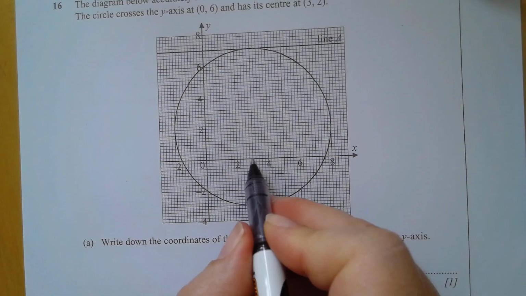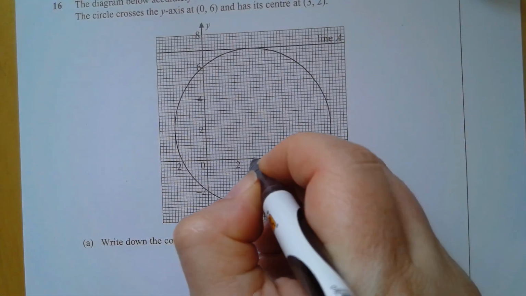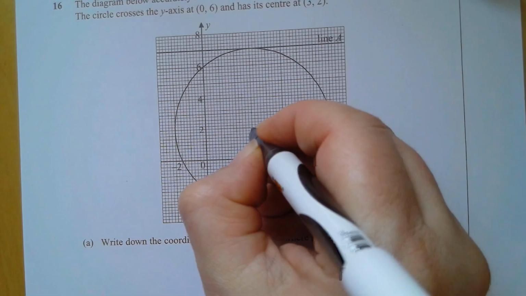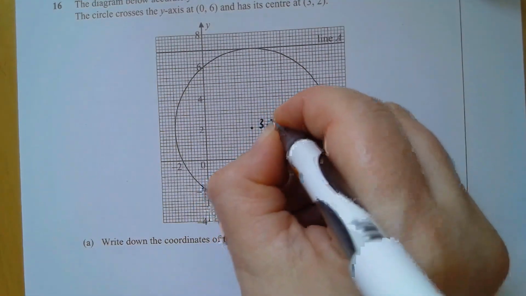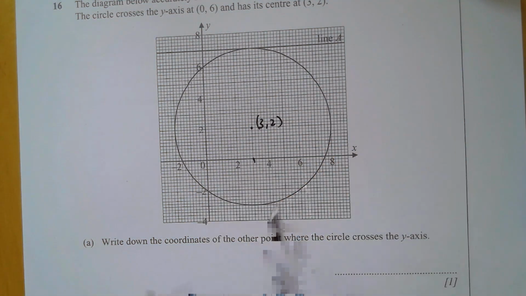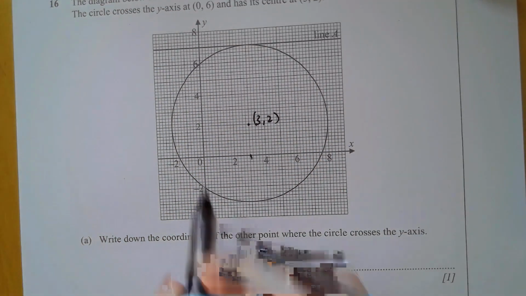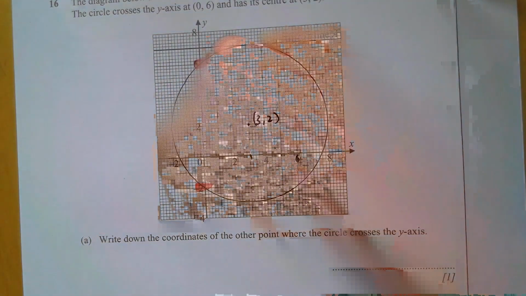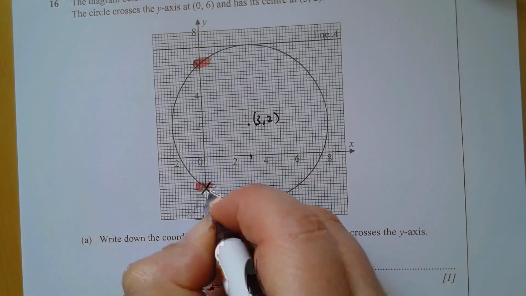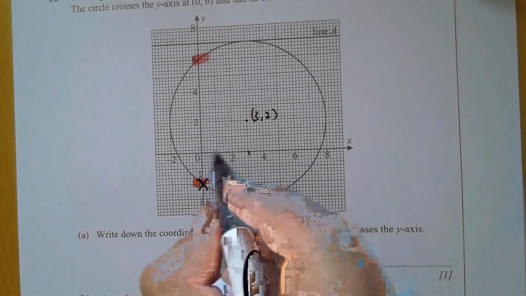Okay, so the centre is at 3, 2, so the centre is just there. Coordinates for the other point where the circle crosses the y-axis. Where does it cross the y-axis? It crosses just here. So it crosses here and it crosses here. So what are the coordinates of that point just there?